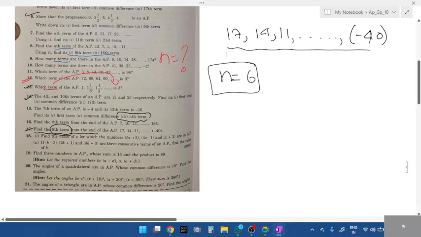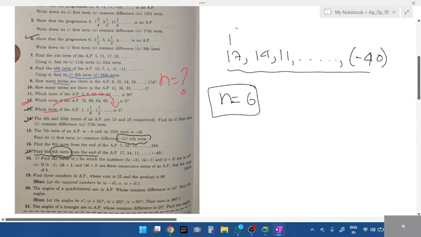Whatever value they have given, from the end we have to find the 6th term, not from the beginning. I'll repeat: from the beginning, this is first, second, third, and this is last. But they don't need the 6th term from the beginning, they need it from the end. What you do is rewrite this sequence, starting with minus 40.